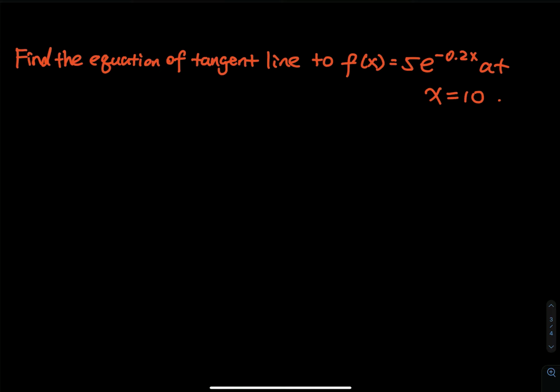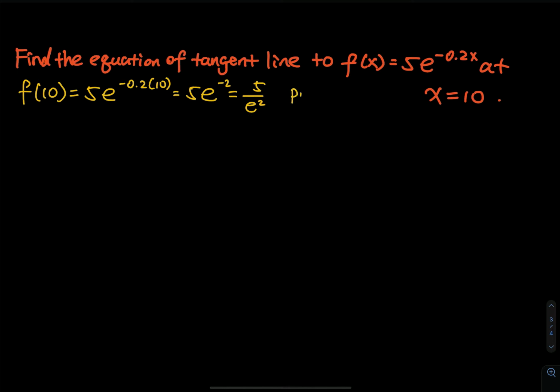So what we have to do is plug in 10 to the function. So we have f of 10 equals pi times e to the negative 0.2 times 10. So this is pi times e to the negative 2, right? So that is pi over e squared. So the point is, when x is equal to 10, we have pi divided by e squared.